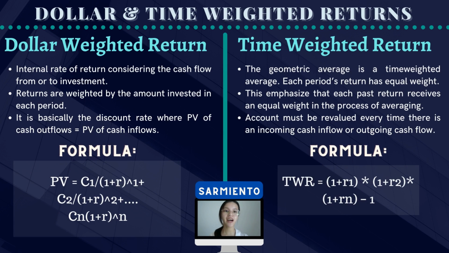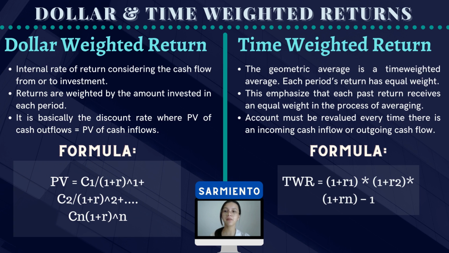So hi everyone, I am Kirsten Myrtle Sarmiento and I'll be reporting the dollar and time weighted return. So the dollar weighted return, also known as money weighted return, functions similarly to the internal rate of return in terms of measuring investment performance. It is derived by determining the discount rate where the present values of the cash outflows is equal to the present values of the cash inflows, in which the returns are weighted by the amount invested in each period.